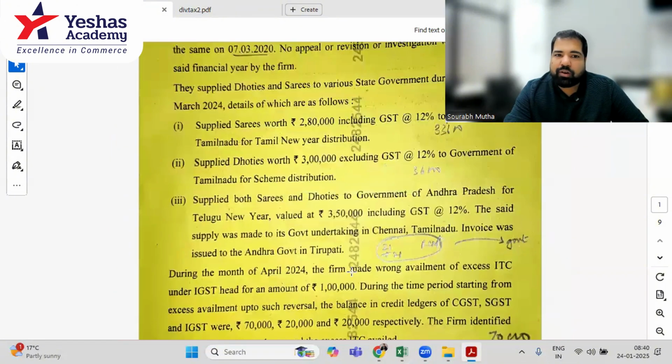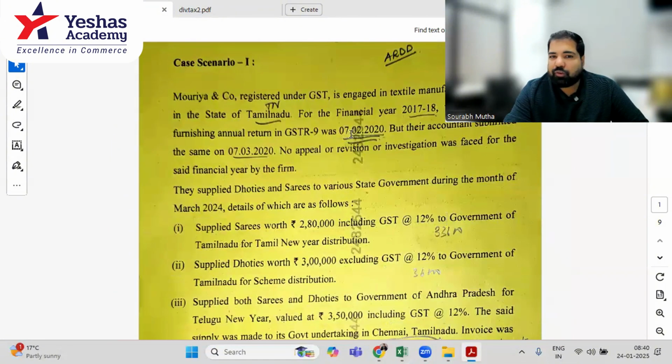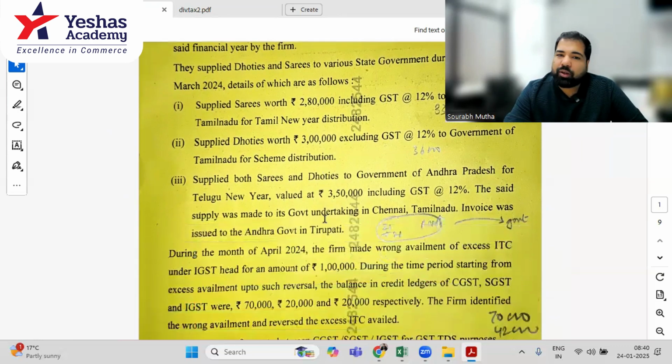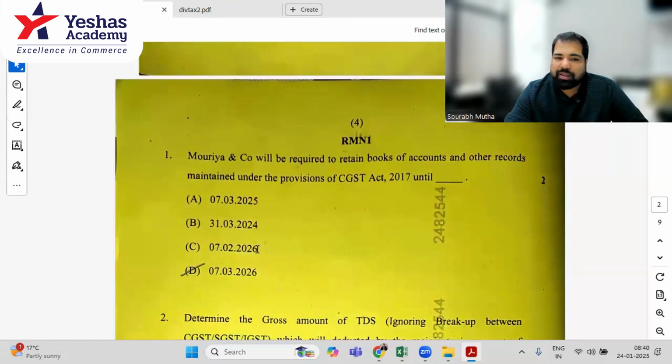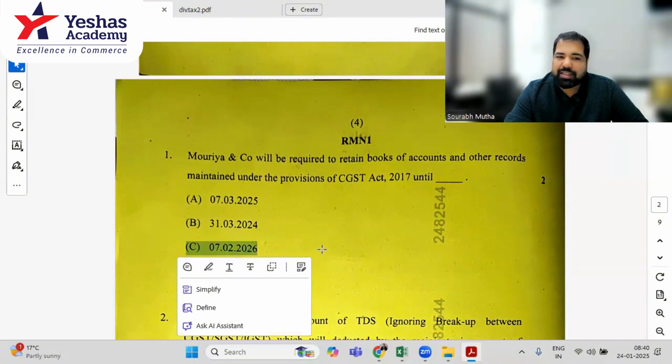So what was the annual return filing date here? 7th of February 2020. That is the annual return due date, from that due date. So 7th February 2020, we have to calculate 6 years. So basically 7th February 2026 is the right answer. So here we go, 7th February 2026. C is the right answer.